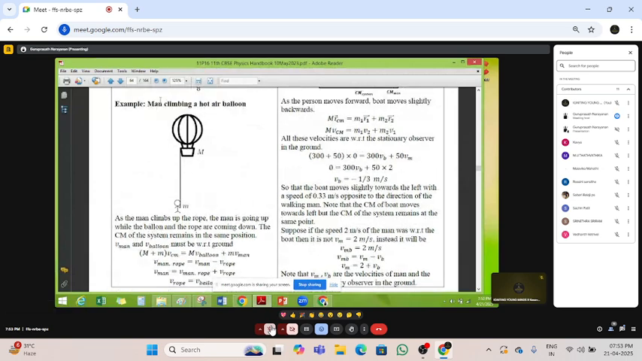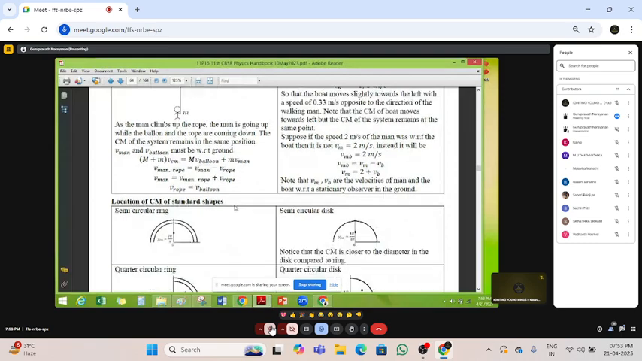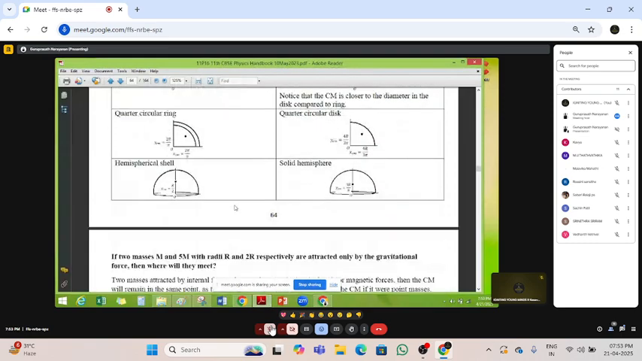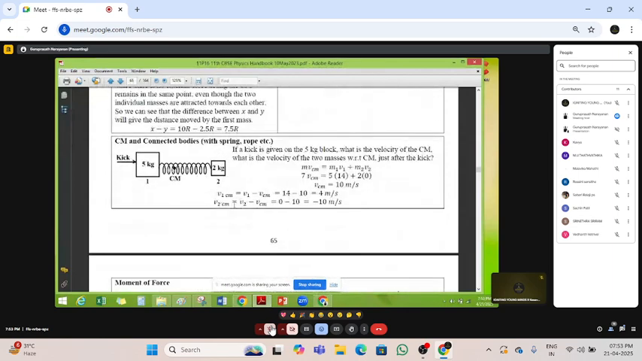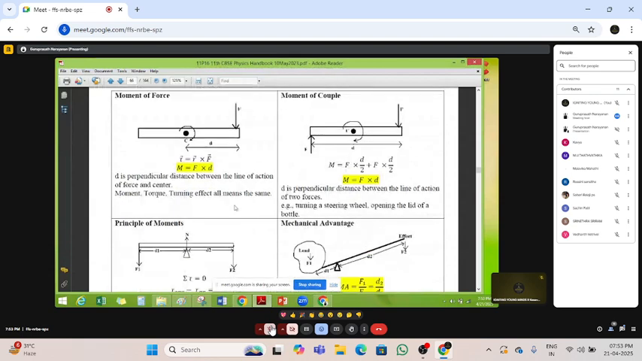And sometimes you will get this kind of problems where a man is climbing a rope in a balloon, a hot air balloon. These are all slightly advanced questions. We can come back to it later.